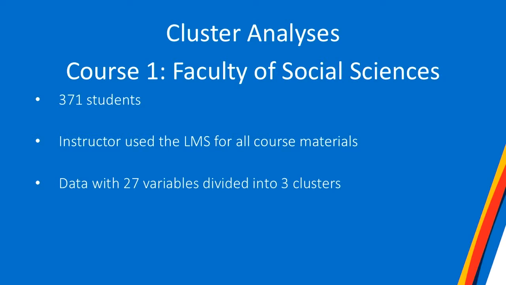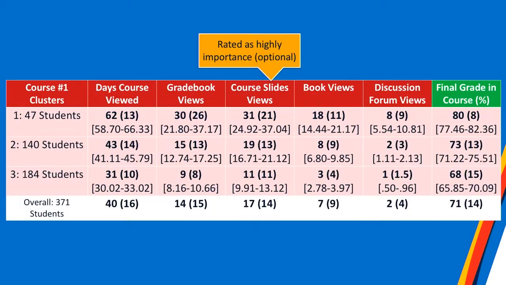So then we did some cluster analyses without the surveys, but we used the results from the surveys to tell us more about what was going on in these clusters. The first course was 371 students, and the instructor used the LMS for all course materials. So everything that this professor did in the course was online. Once we fulfilled all the requirements for a cluster analysis, we had 27 variables, and it separated into 3 clusters of students.